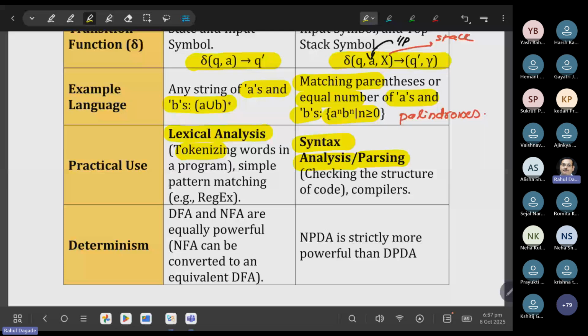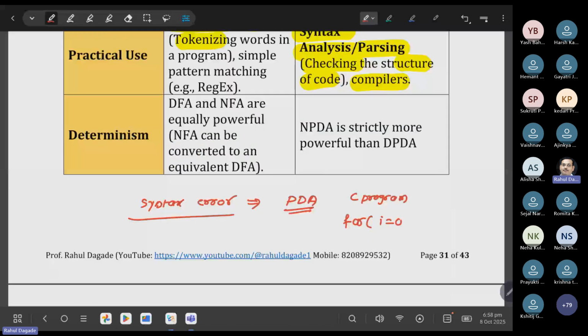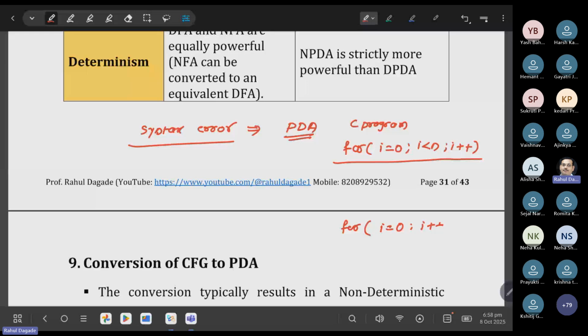For example, in a C program, you have a for loop: for i equal to 0, i less than n, i plus plus. So this is a valid syntax. But if you write invalid syntax, that is, you write for i equal to 0 and then directly write i plus plus, without writing anything in between, then it gives this as a syntax error.